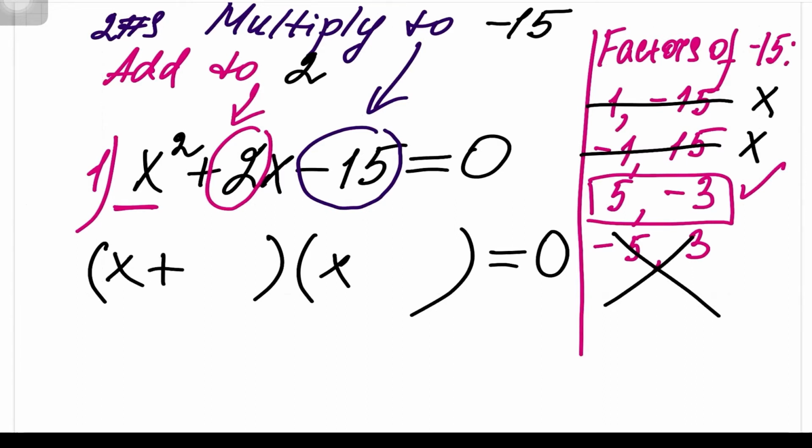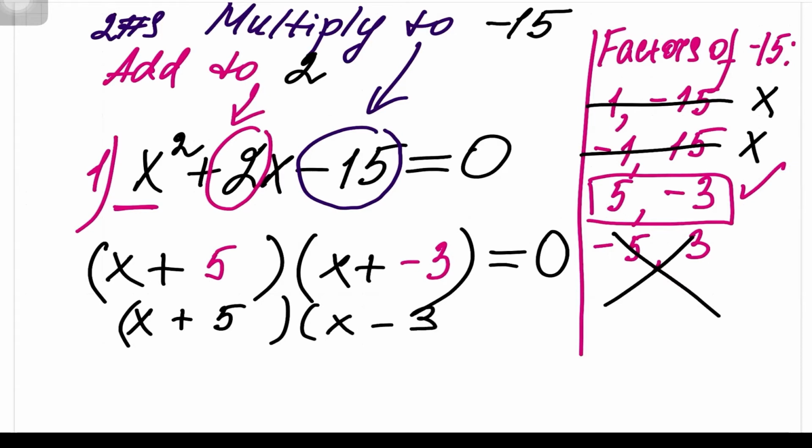Now, we are going to fill out these two gaps with this 5 and negative 3. So we are going to add 5 to the first set, and we are going to add negative 3 to the second. Now, clean it up. The first one remains the same. The second one is going to be x minus 3 equals 0.